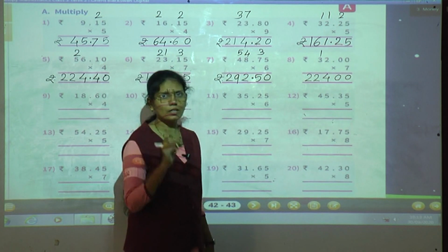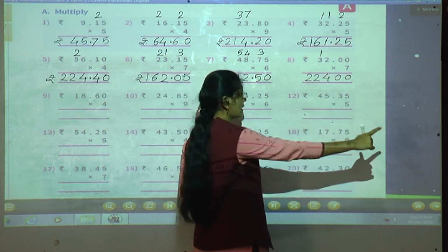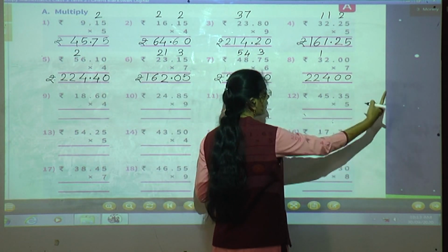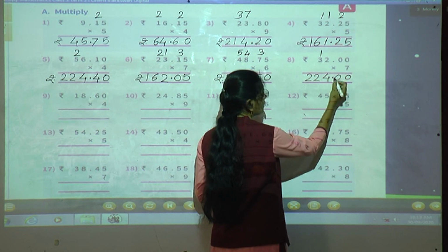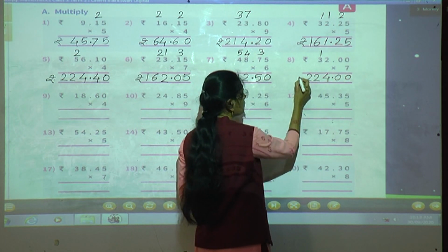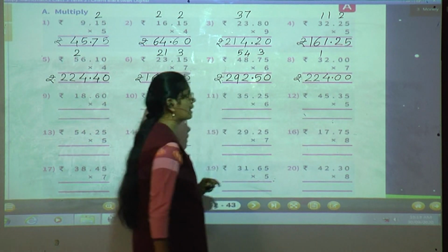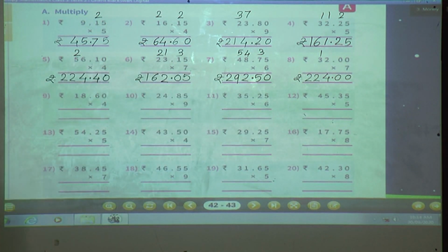Now we have to give a dot from the right side. See here, this is our right side. From the right side before the second digit we have to give the dot. So what is the answer? Rupees 224. This is your answer. Clear? This was the 8th example. Okay, shall we move to the next example? 9th one. Okay, see here, read the amount.